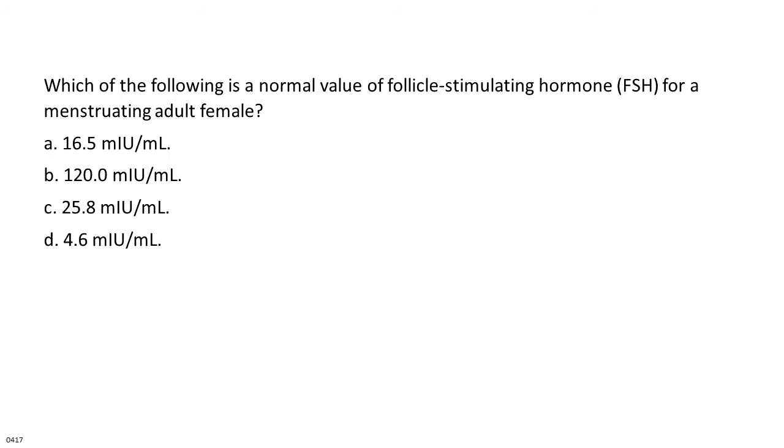Which of the following is a normal value of follicle-stimulating hormone, FSH, for a menstruating adult female? A. 16.5 mAu per milliliter. B. 120.0 mAu per milliliter. C. 25.8 mAu per milliliter. D. 4.6 mAu per milliliter.